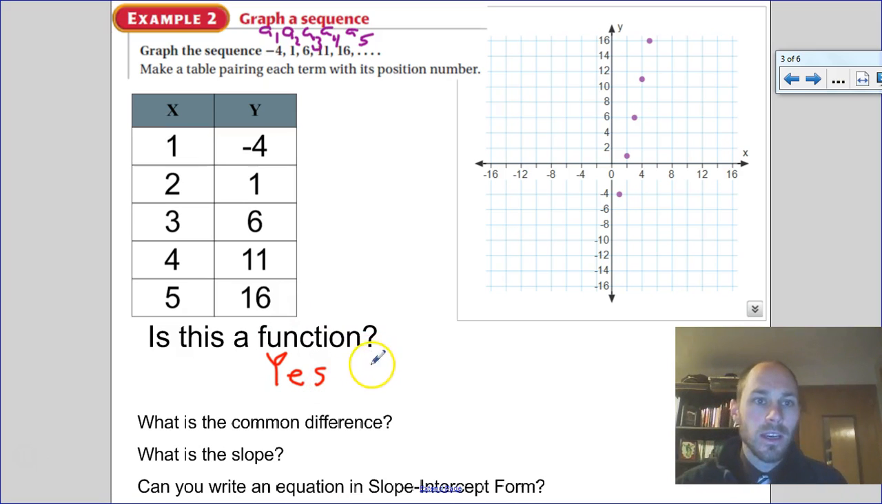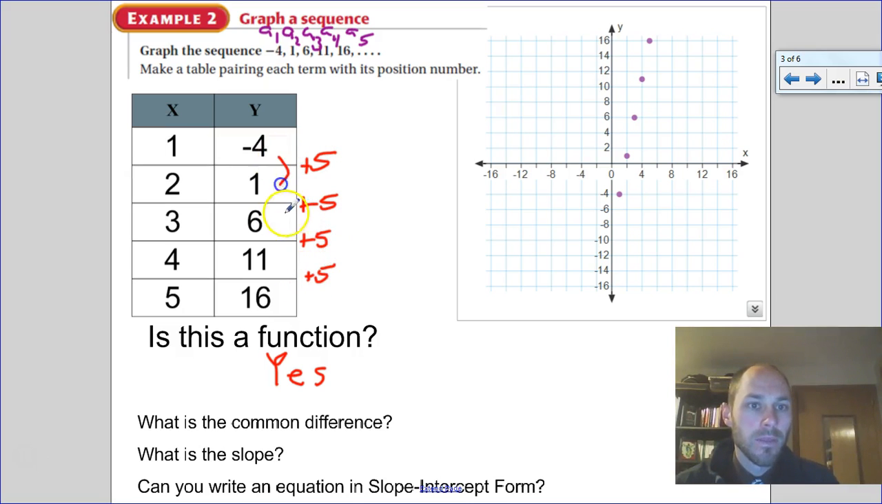Let's just look at the sequence in general. First of all, what's the common difference? How much are they changing? Well, it's the same one we looked at before. These are increasing by 5 every time. So the common difference would be 5. These all go up by 5 every time.